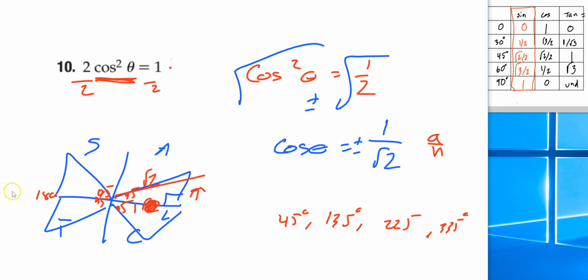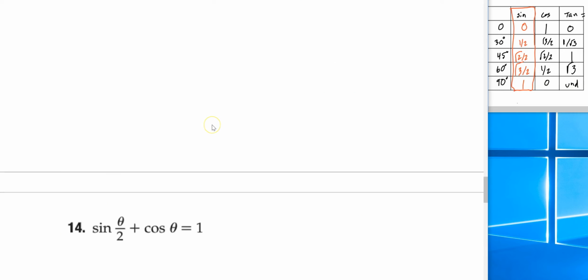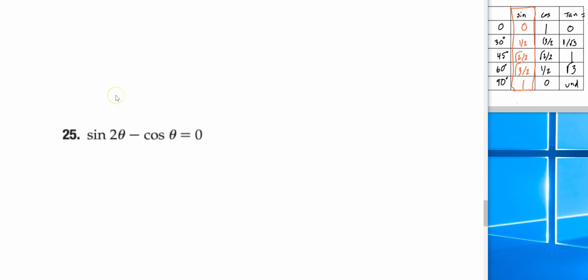So it'll be 1, 3, 5, and 7 pi over 4. Okay, that's the last couple ones. This one, half angle, skip that one. This one, double angle.